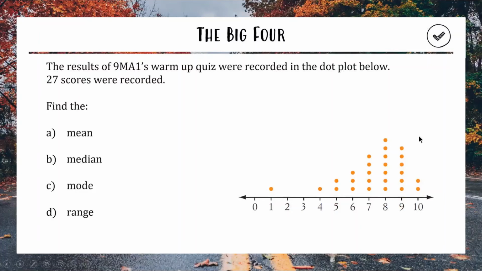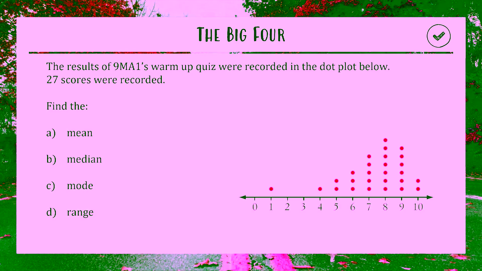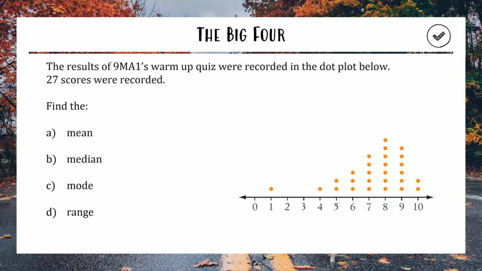All right, let's do another example. Sometimes you won't be given the data set just as scores. Sometimes it'll be given to you in some sort of display. So here we have a dot plot, and it's our scores on a warm-up quiz from 27 students in our class. So most of the scores are around 7, 8, and 9, which is good. One unlucky person having a bad day, getting a 1. Okay, this is a little bit more tricky. To find the mean, we've got to add up all these scores.